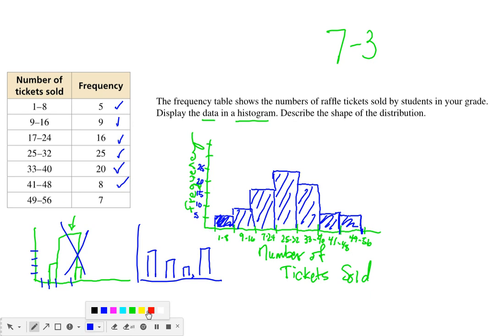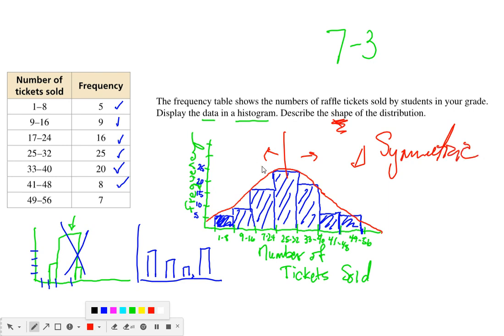We can also put a line on here like this. And we see this is a fairly symmetric distribution because of the shape of it overall. It is fairly symmetric on both sides of the middle, which is the mean. And so when it says describe the shape of it, we would classify this as symmetric. There we go. All right.